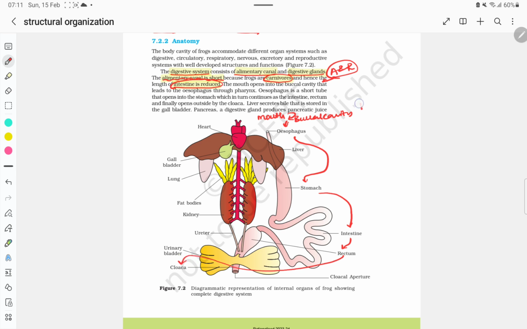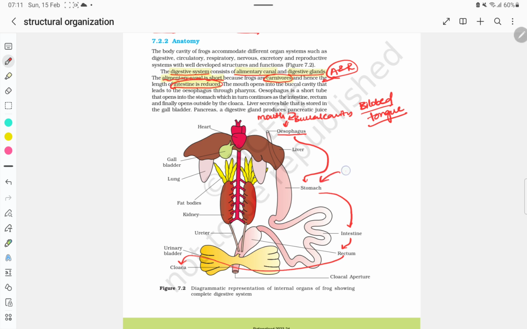And it is having bilobed tongue. So with the help of bilobed tongue, it captures the prey. And then from the buccal cavity through pharynx, it enters into esophagus. Esophagus is a short duct, and from here it enters into stomach.